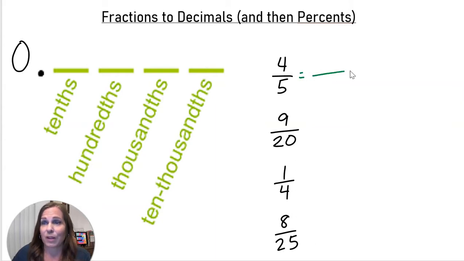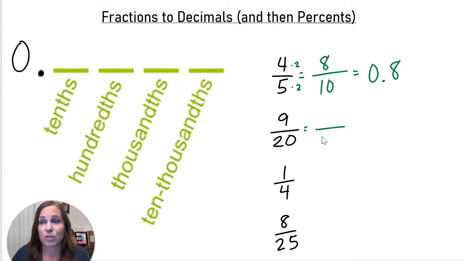So, for example, 4/5. I can rewrite 4/5 so that it has a denominator of 10, right? I just have to multiply by 2 on the top and bottom. So now I've got 8/10, which then I can write as 0.8 because it's got an 8 in the tenths place. Let's look at that for the next fraction. 9/20. Well, 20 goes into 100. 20 times 5 will get me to 100, so times 5 on top is 45. So now I've got 45/100ths, right? I need 2 place values because that's hundredths, and I'll fill that in with a 4 and a 5.